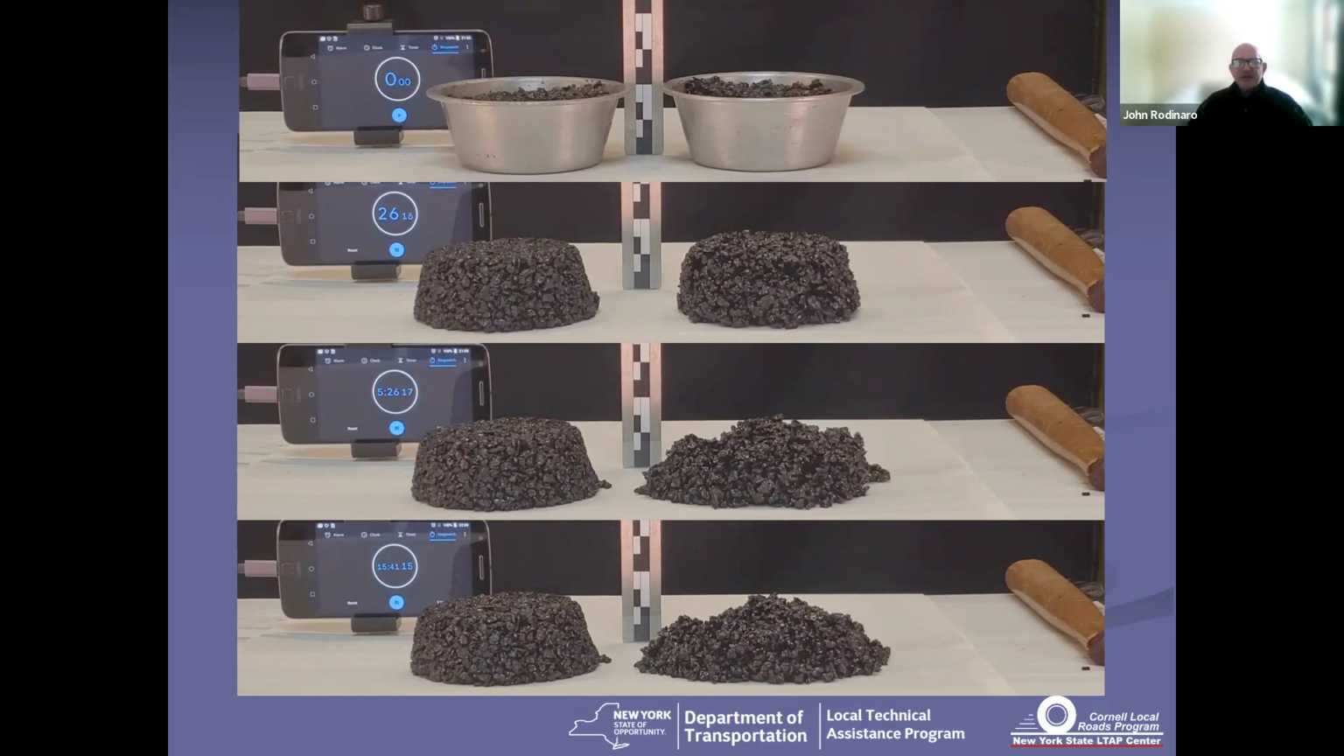Whereas on the left-hand side, that throw and roll is continuing to compact under its own weight, and that's a nice tight filled pothole that's going to take care of you for the rest of the season.